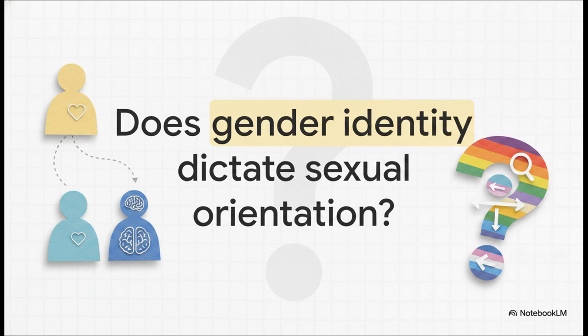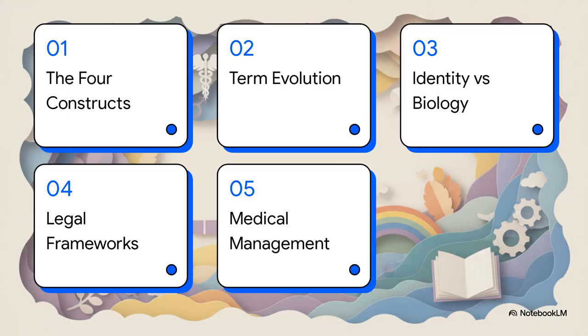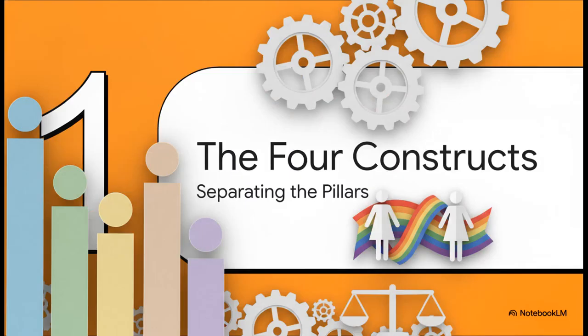Our goal today is to make absolutely sure you never make this mistake, whether you're prepping for a medical board exam or just trying to navigate human identity with a bit more precision. To master this whole puzzle, here's our roadmap. We'll hit the 4 foundational constructs, trace the evolution of the terminology, distinguish dysphoria from biology, break down the landmark legal frameworks, and wrap up with medical management. Let's get to it. All right, kicking things off with Section 1, the 4-construct framework.